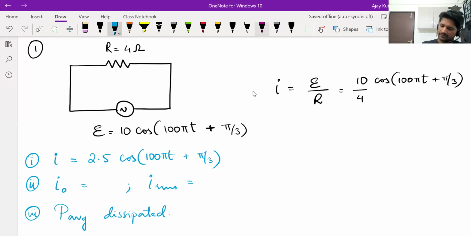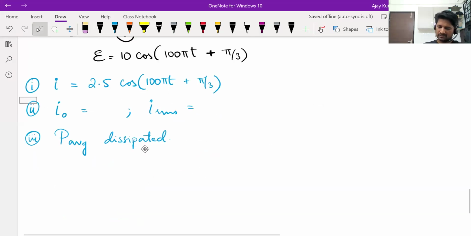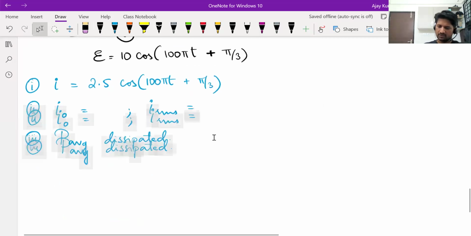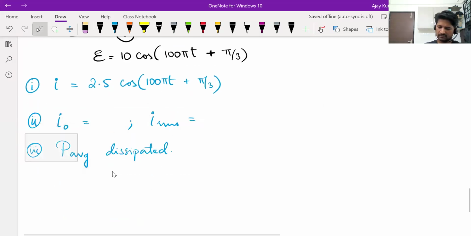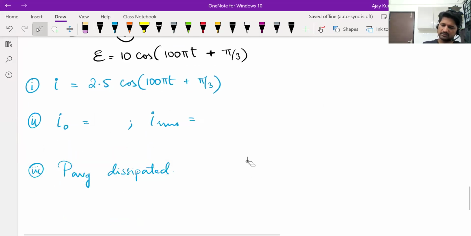And see, the phase of the EMF function and the current function are equal. They will be equal across a resistor. Okay, we got current as a function of time. At least tell me these things quickly. What is the peak value of current? Look at the current equation and tell. 2.5 ampere, assuming everything is in SI units. Peak value of current is 2.5 ampere.